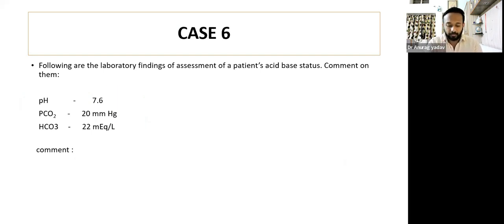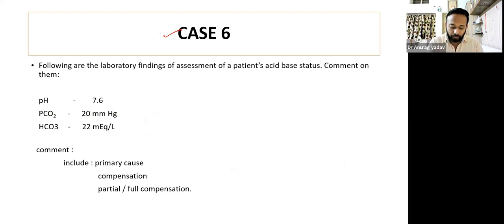And the last case, the sixth case, that is the patient report. First you see the pH. Is it normal or abnormal? It is increased. So it is alkalosis. Case of alkalosis. Then you see the bicarbonate levels. Is it in the normal range? Yes. So metabolic alkalosis is not there.